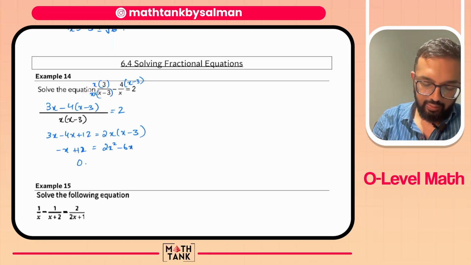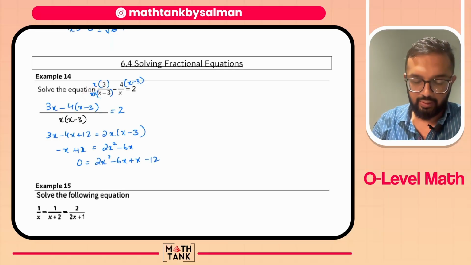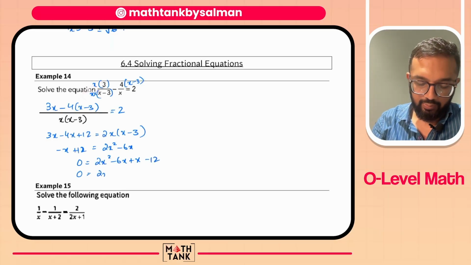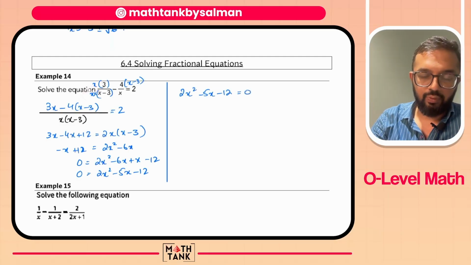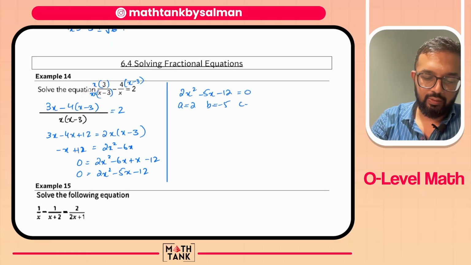So I get 2x squared minus 6x plus x minus 12. I've gathered everything on one side. I'm getting 2x squared minus 5x minus 12. Then this has turned into a quadratic equation, which I can either solve by factorizing or by the quadratic formula. So a is 2, b is minus 5, and c is minus 12.